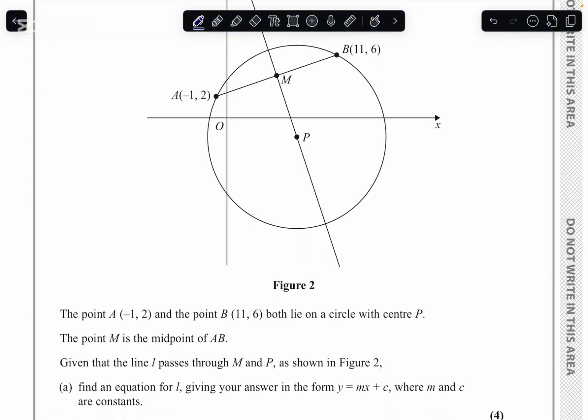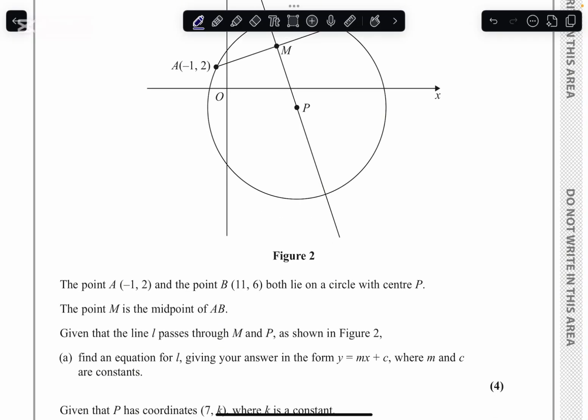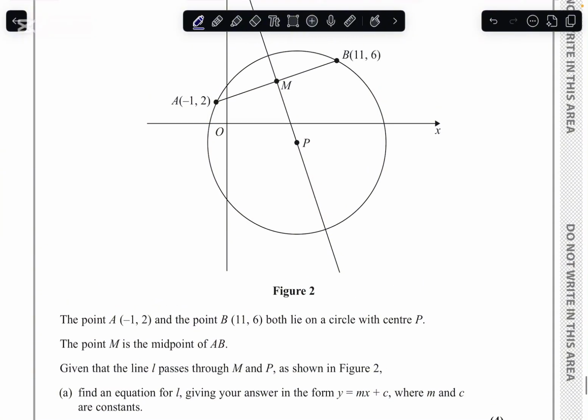Given that line L passes through M and P, as shown in figure 2, we need to find an equation for L, giving our answer in the form y = mx + c, where m and c are constants. Immediately we know that these two lines are perpendicular, because when a diameter passes through the midpoint of a chord, that means the chord is perpendicular to the diameter.